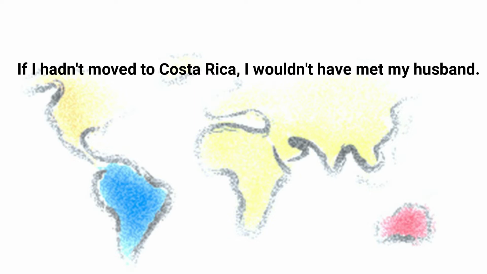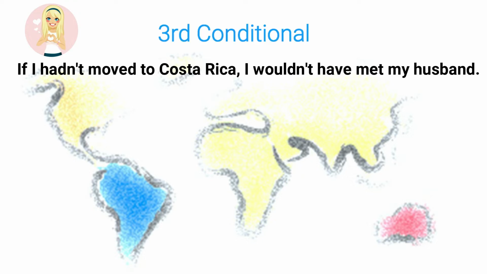My first example reads, if I hadn't moved to Costa Rica, I wouldn't have met my husband, which is a true story, people. So, looking at this scenario, I know I'm talking about the past tense. And what I can tell by looking at this example is that I did move to Costa Rica and I did meet my husband. Therefore, third conditional is talking about the opposite of what really happened, or the unreal past.